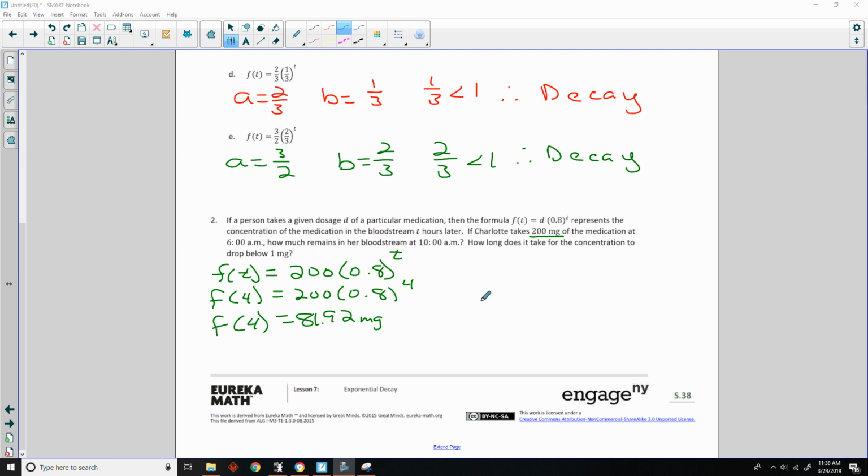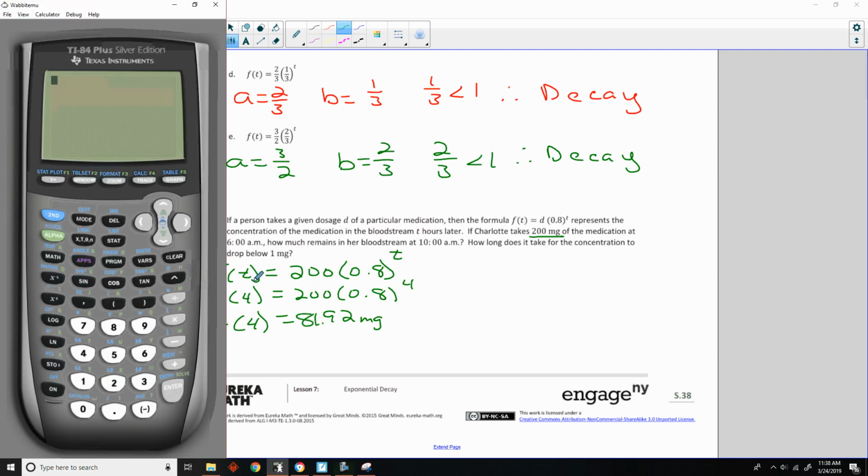Okay, well, we're going to do a guess and check process because we haven't learned how to do logarithms yet. So I'm going to use my calculator to do this. I'm going to show you a really neat way to do it in the calculator. If you go to y equals, and you put your formula in, 200 parentheses 0.8 to the power of a variable x, and go to your window, your table set.